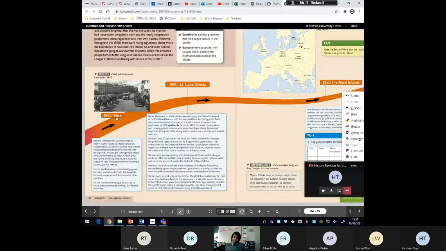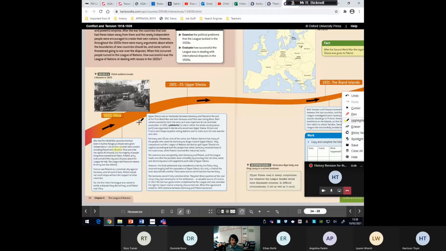So, 6 key events throughout the 1920s where the League was called into action. The first event is Vilna. Right? Hopefully you remember what country Vilna was the capital of. Lithuania. Okay?